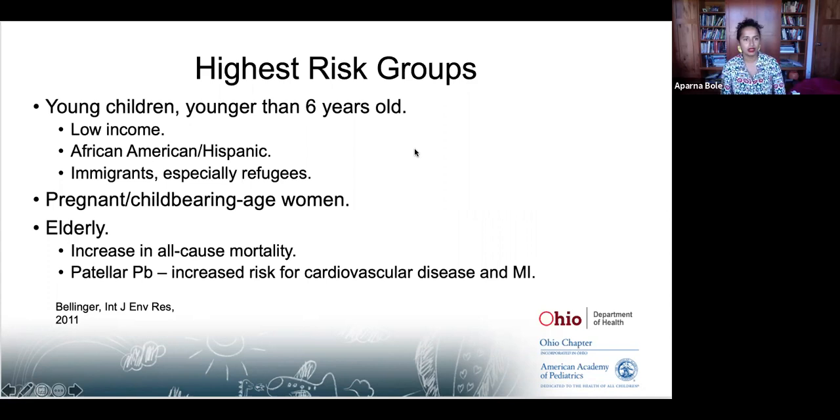We talked a little bit about young children being among the highest risk groups for lead exposure. Those who live in low-income communities, both African-American and Hispanic children, recent immigrants, especially refugees, and pregnant and childbearing age women, since lead exposure can confer increased risk for premature birth. And the elderly. So this indicates there's a lifelong consequence for lead exposure, an increase in all-cause mortality in adults who have a history of lead exposure, and an increased risk for cardiovascular disease and heart attacks in adults who have a history of lead poisoning. Next slide, please.